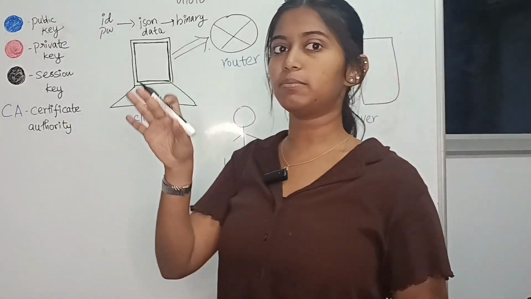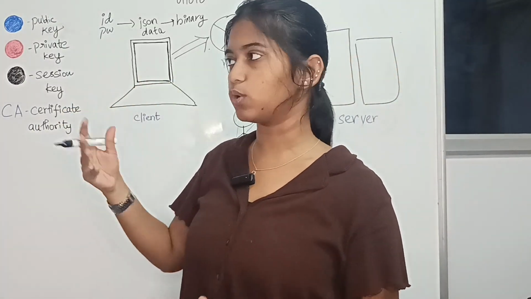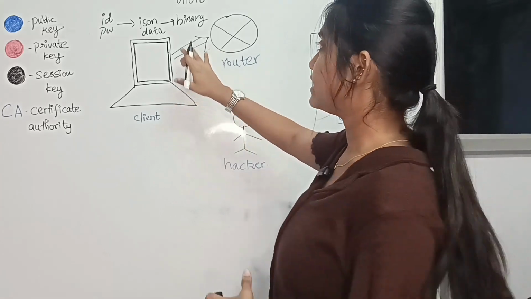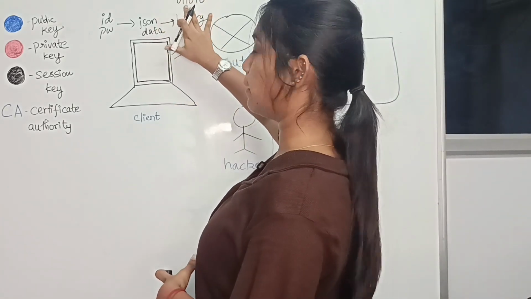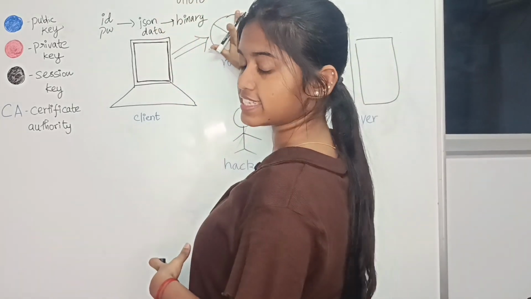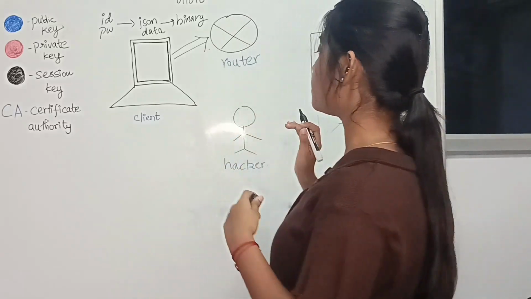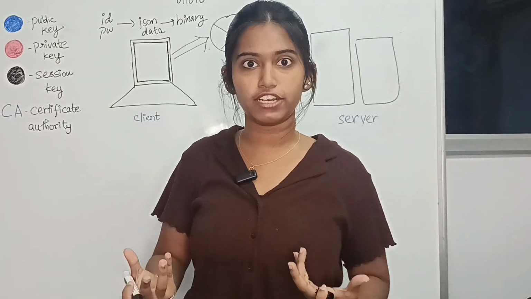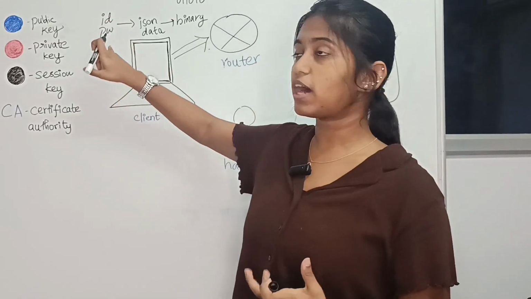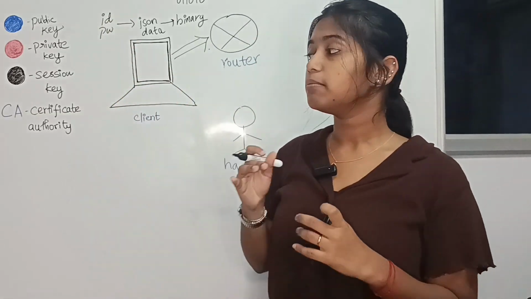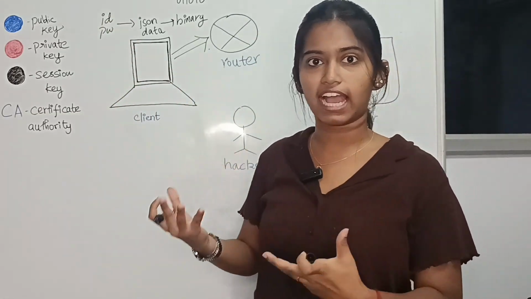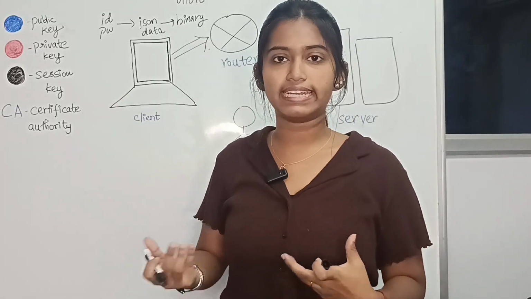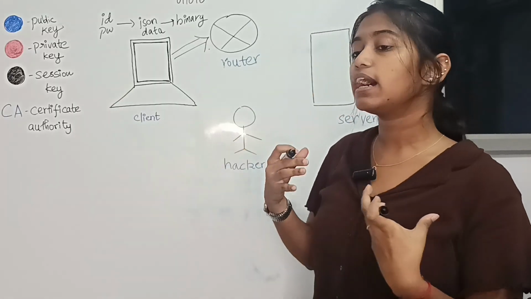But there is a problem in this network. It is not secured. The JSON data is converted into binary, and binary is sent to the router. But there is a hacker here. When he wants to understand or decode your confidential data, the ID and password shouldn't be shared with others, right? But if there is some need for the hacker to get your data, he can easily get it.